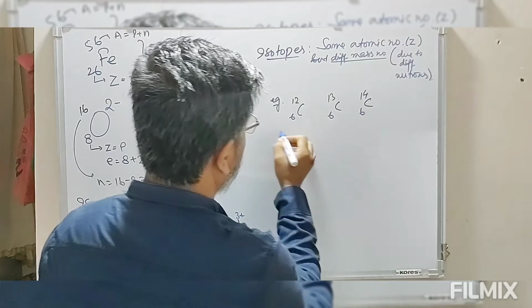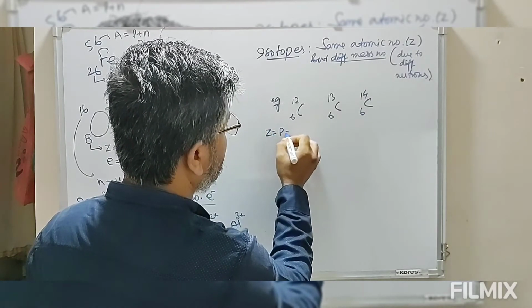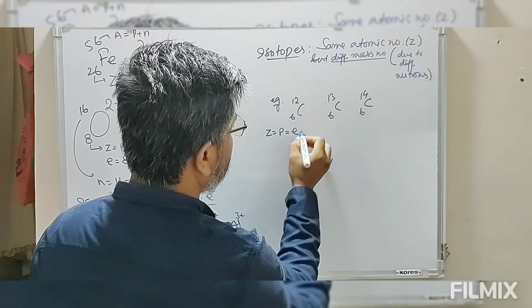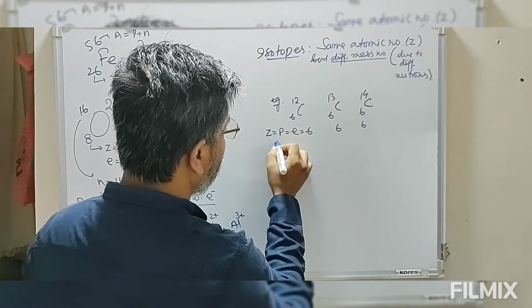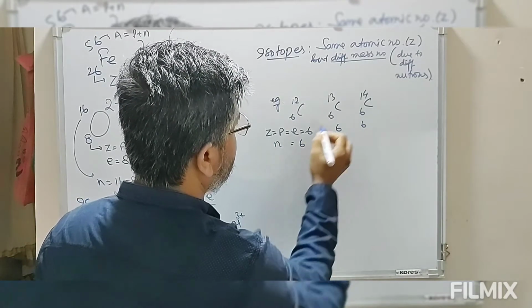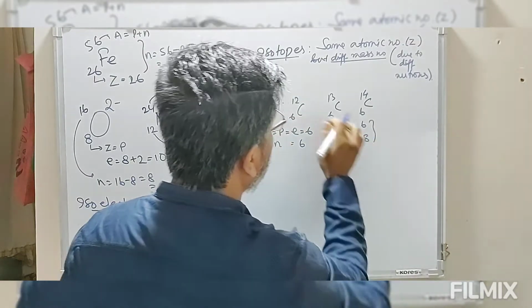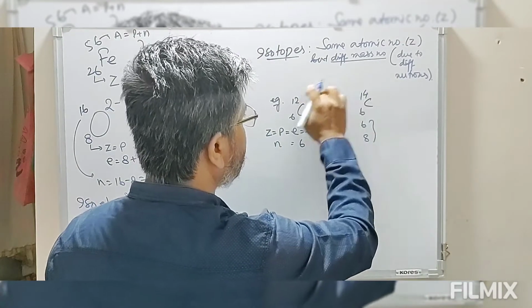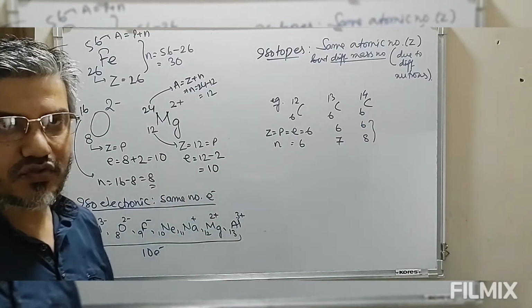Looking at this, atomic number equals protons, which equals electrons. So this is 6, 6, 6. The number of neutrons here is 12 minus 6, 6. 13 minus 6, 7. 14 minus 6, 8. So the mass numbers are different, and the difference in mass number is due to the difference in neutrons. So this is what we call isotopes.